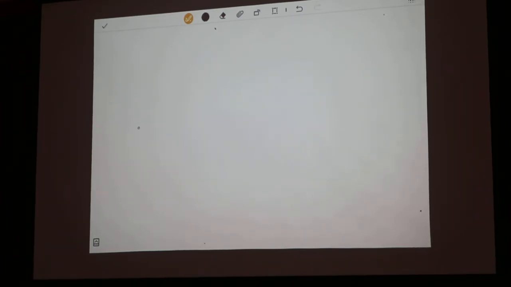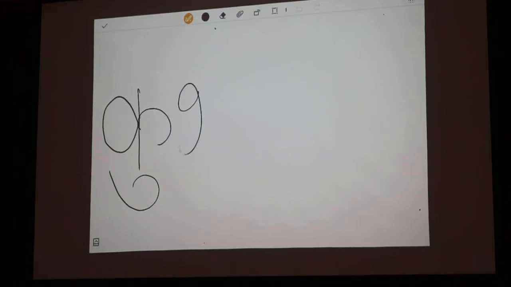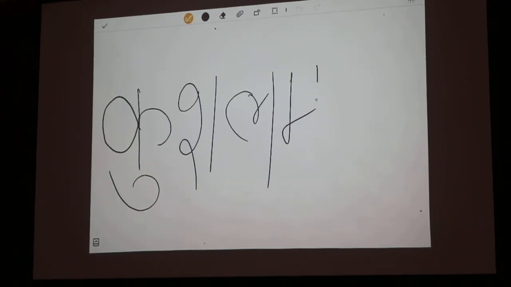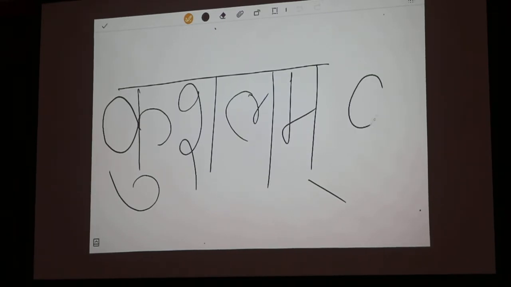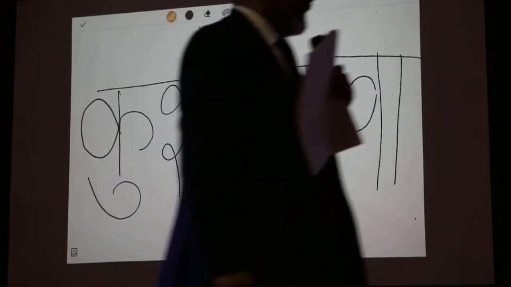Now let's write. Ku, Sha, which is talavya sha, Kusha, La. Kushalam is the first word, and the next word is va. Kushalam va. How do you do? How are you? Kushalam va.